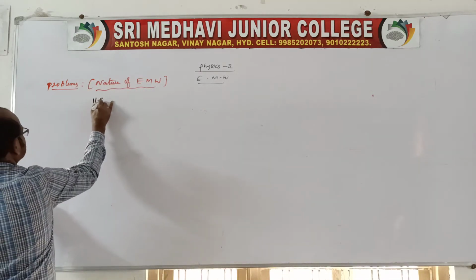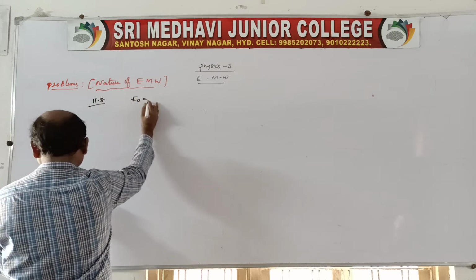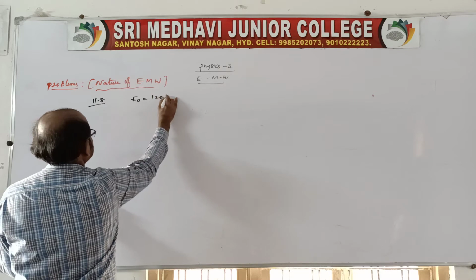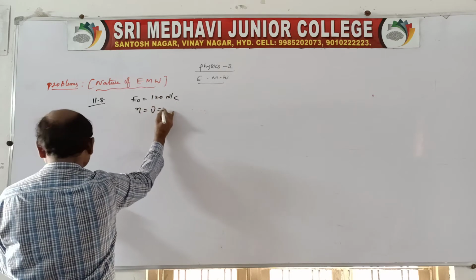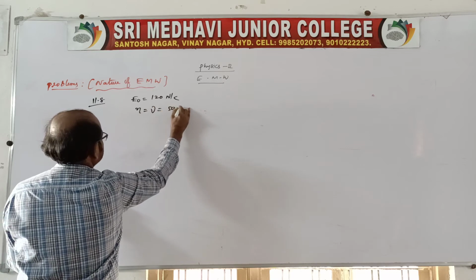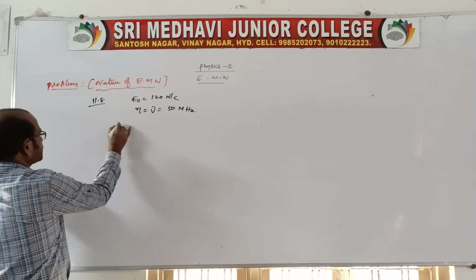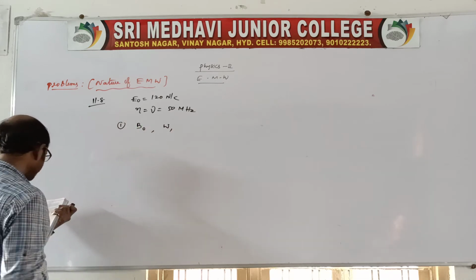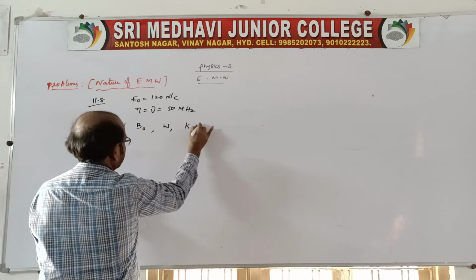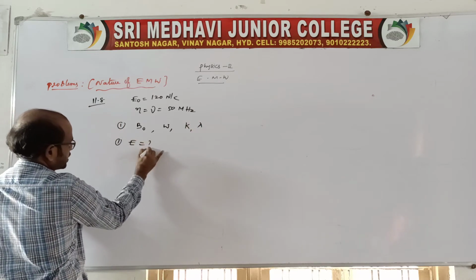In 11.8, the only given values are E naught equal to 120 Newton per coulomb and frequency nu equal to 50 megahertz, right? And it is asking first for B naught, omega, k and lambda, and then to write an expression for E and B.